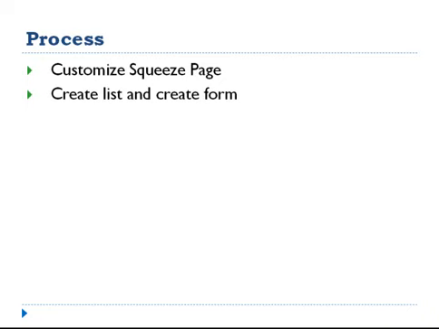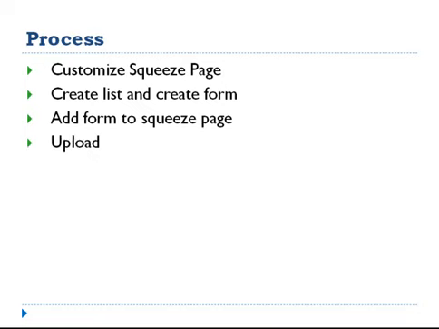So the process is this. You're going to take your squeeze page, you're going to customize your squeeze page, you're going to create your list and create a form at Aweber, GetResponse, MailChimp, or Constant Contact or any place like that. Then you're going to take the code, add the form code to the squeeze page, and then upload the squeeze page files to your website.